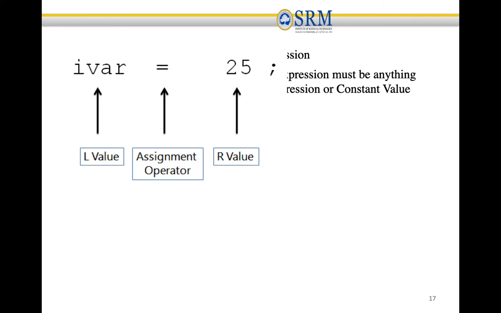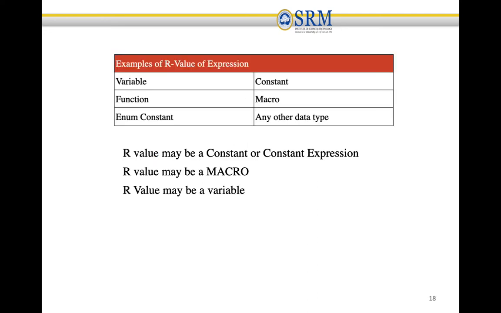And next is the R value. The R value here is 25; 25 is our R value. The R value can be a variable, function, enum, constant, macro, or any other data type. The R value can be of anything.